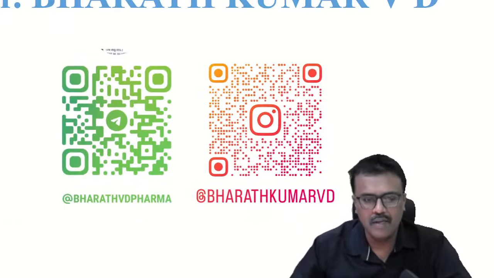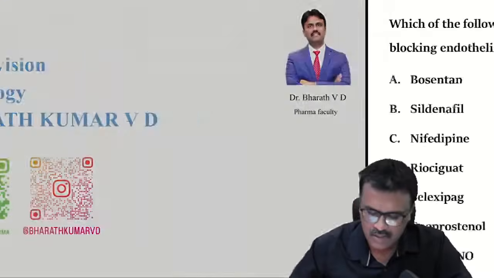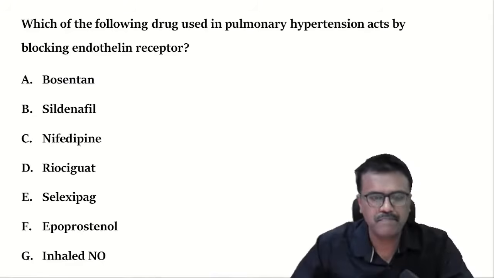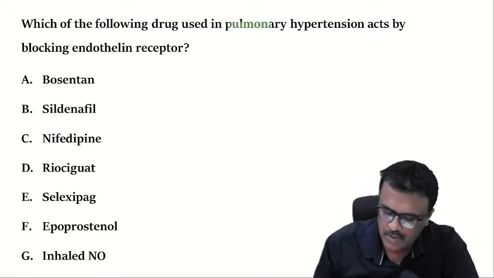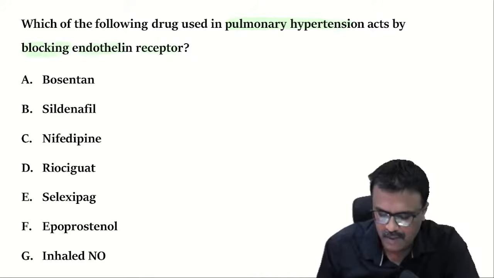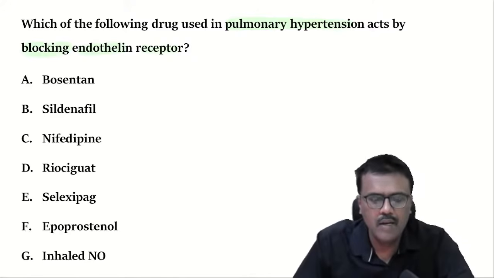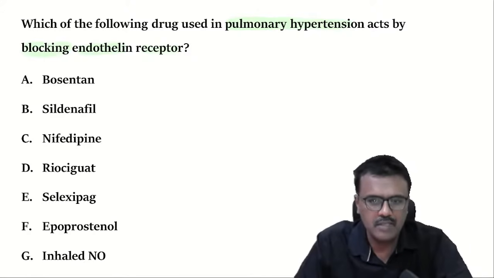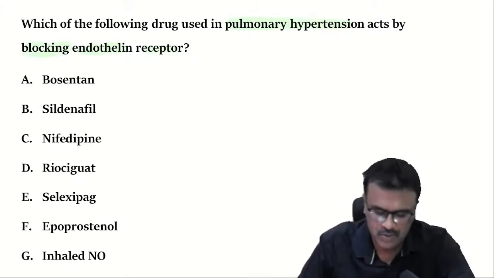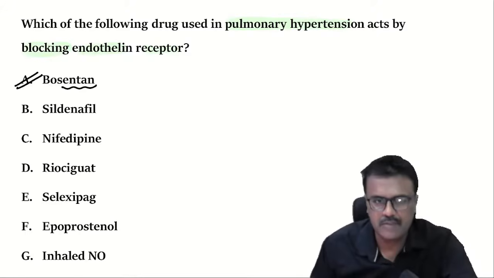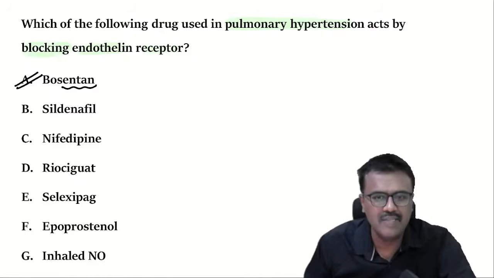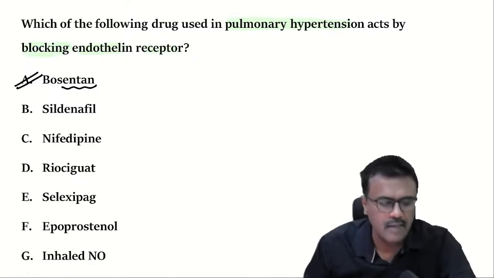With that introduction, let me start with the MCQ. Which of the following drugs used in pulmonary hypertension acts by blocking the endothelin receptor? Any drug which blocks the endothelin receptor ends with -entan, so the name is bosentan. This is the answer. We have bosentan, macitentan, and ambrisentan. They are used for pulmonary hypertension.